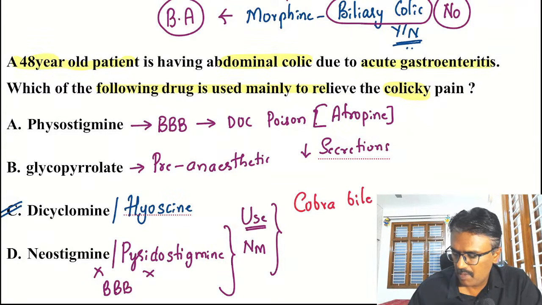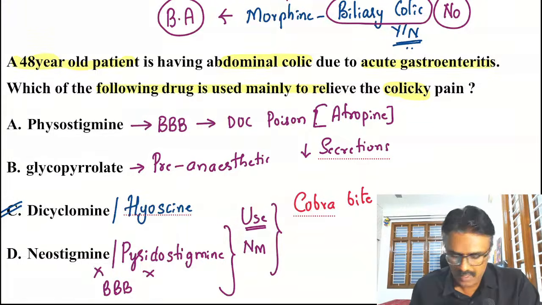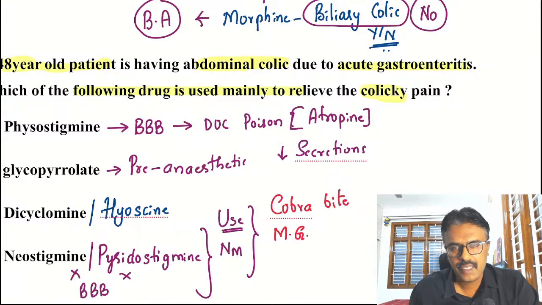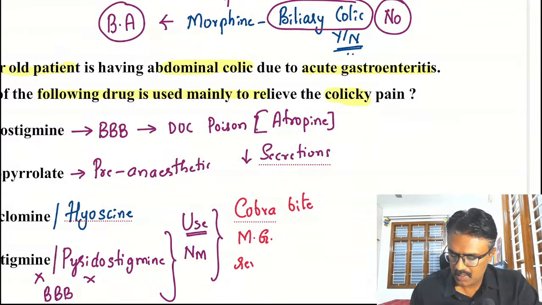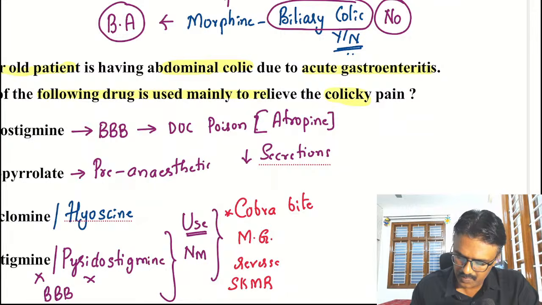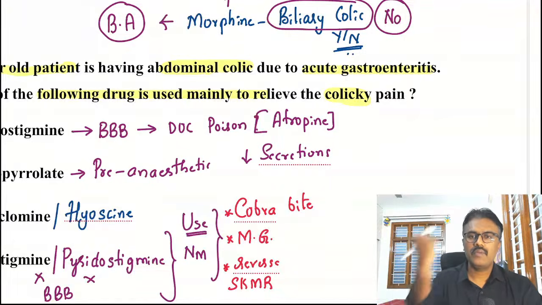Why do we give it in cobra bite? To reverse and improve the muscle weakness. Second, they are used in a condition called myasthenia gravis (MG) to treat it. Third, they are used to reverse skeletal muscle relaxants like curium or curoniums. Three conditions they are used: cobra bite, myasthenia gravis, and reversal of skeletal muscle relaxants. In all these conditions, they improve the muscle weakness.